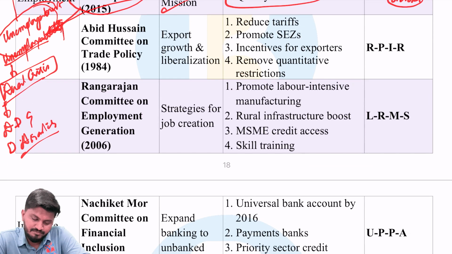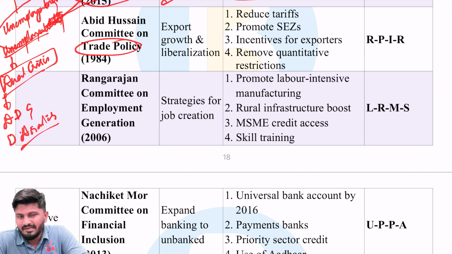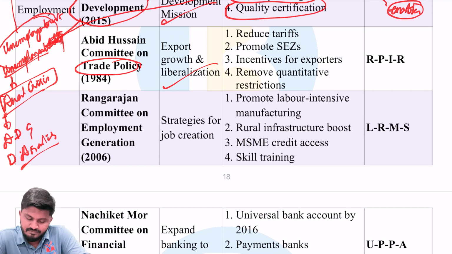Okay, next, Abid Hussain Committee on Trade Policy 1984, very archaic in nature, not very relevant, but just have an idea about it. With respect to export growth and liberalization, the recommendations were reduce tariff, promote SEZs, incentives for exporters, and remove quantitative restrictions.